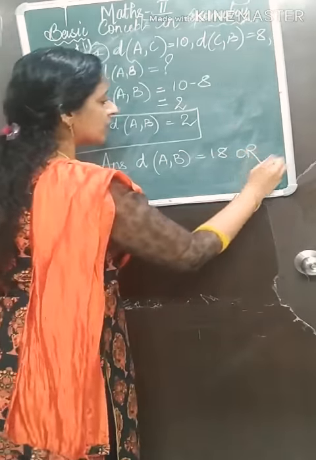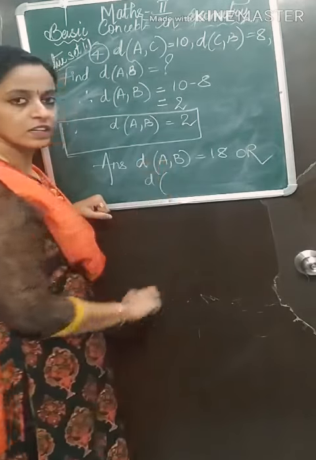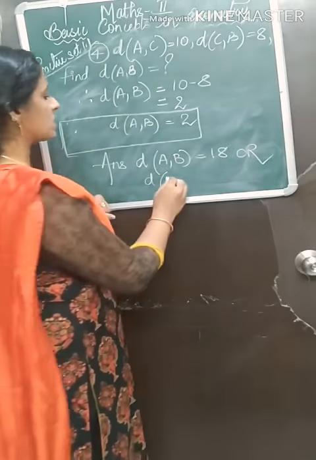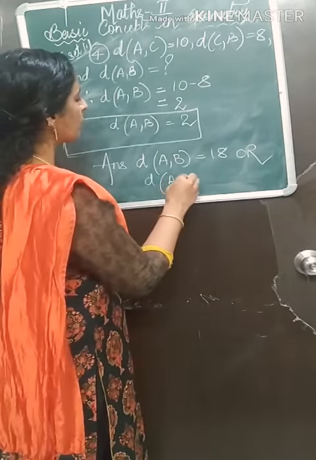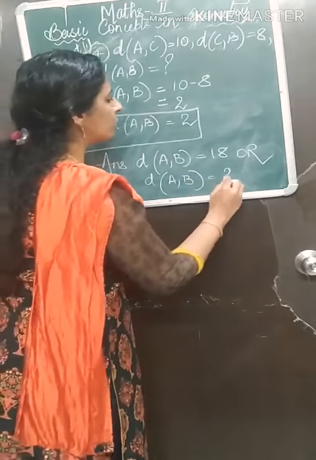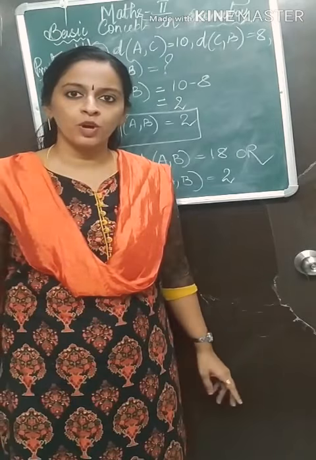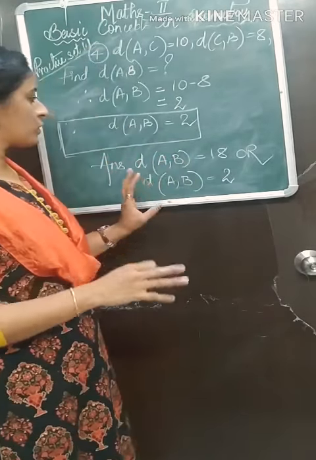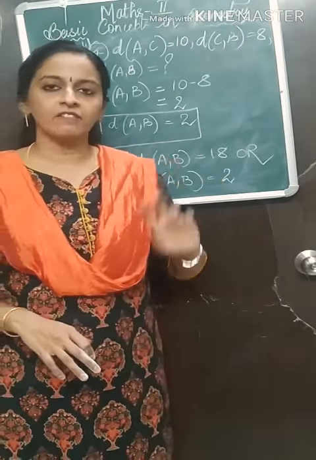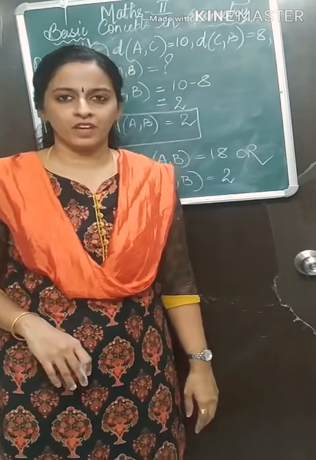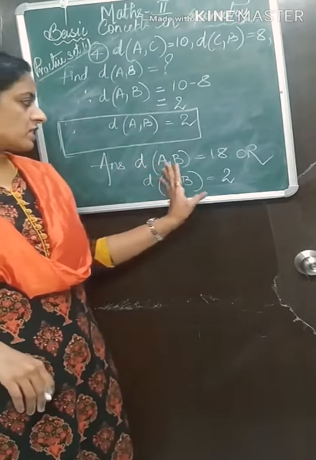Or we have another answer, two answers here. The second possibility is that the distance between A comma B can be 2, because they did not specify which point is between the other two. So first we took point C, then we took point B. Understood? So we got the distance A comma B.